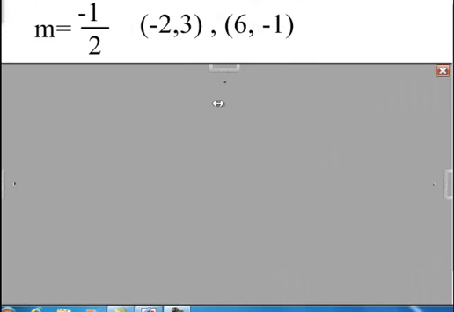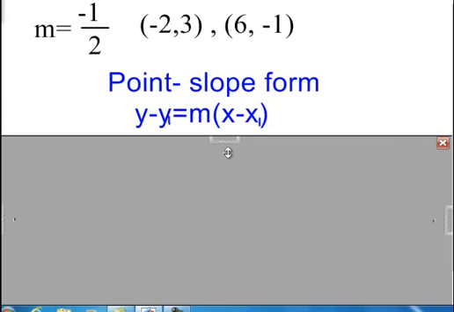Now that we have the slope, -1 over 2, we'd like to find the equation of the line that goes through the points (-2, 3) and (6, -1). Now remember, when we say equation of the line, we're talking about the name of the line. The easiest form to use is point-slope form. For point-slope form, all you need is the slope and any point that's on the line.